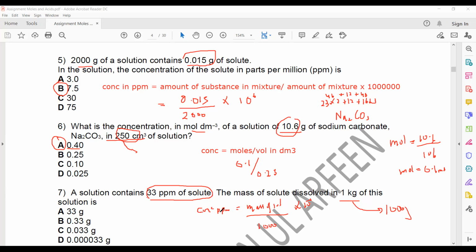And the concentration is 33. So in this concentration in ppm, I'll substitute 33. So 33 multiplied by 1000 because it's in gram, divided by 1 million, which will be 0.03 grams. Is it clear, these questions which relate the mass or volume to concentration? Any doubt in this?